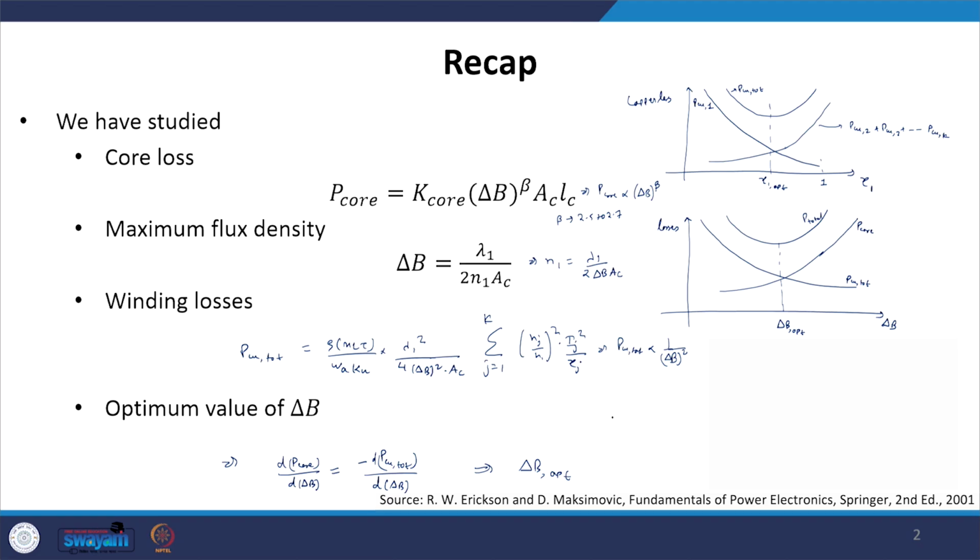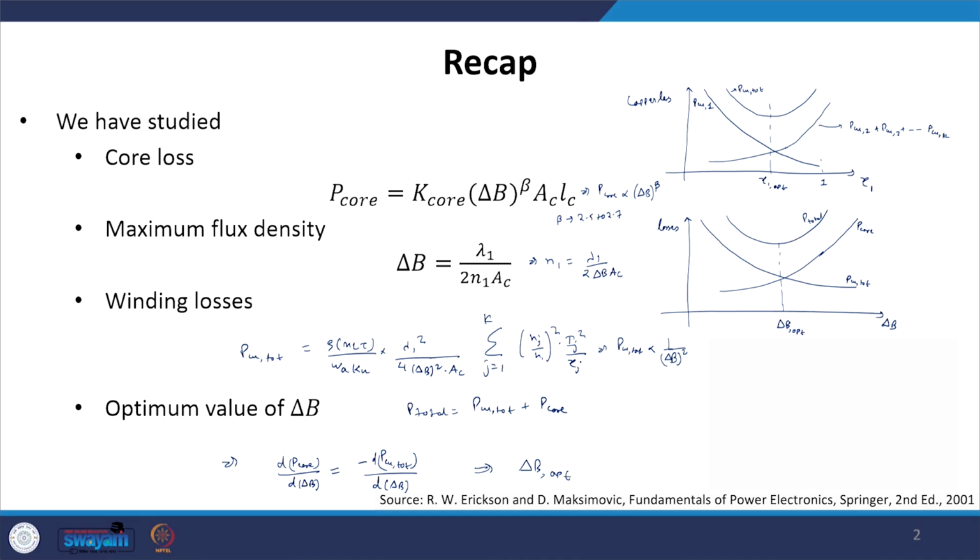If we see from this curve between the losses versus delta B, the peak value of AC flux density, as delta B increases, P CU total reduces while core loss increases. That is why, if we see the overall losses, P total, which is P CU total plus P core, it will reduce, and then after a certain point it will start increasing.